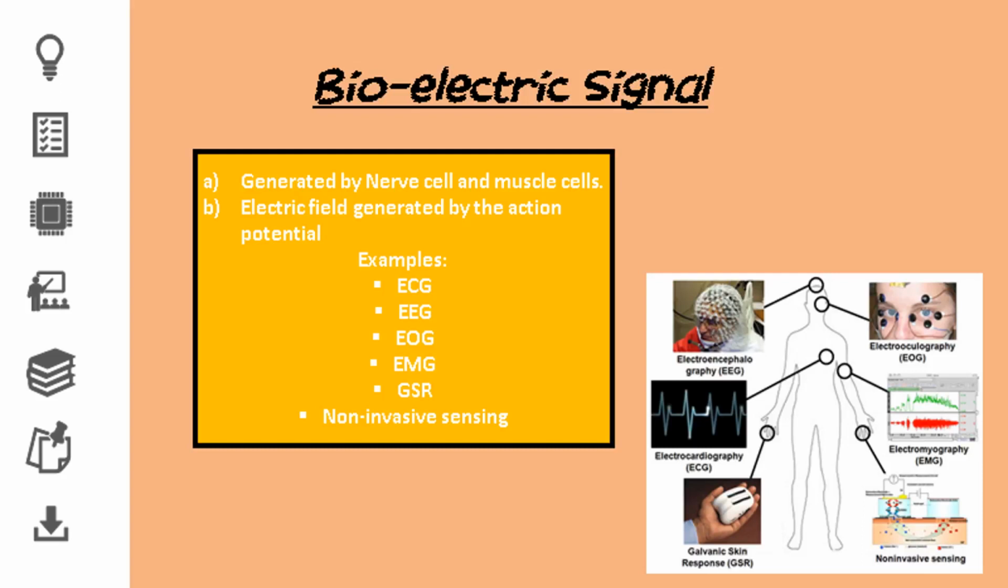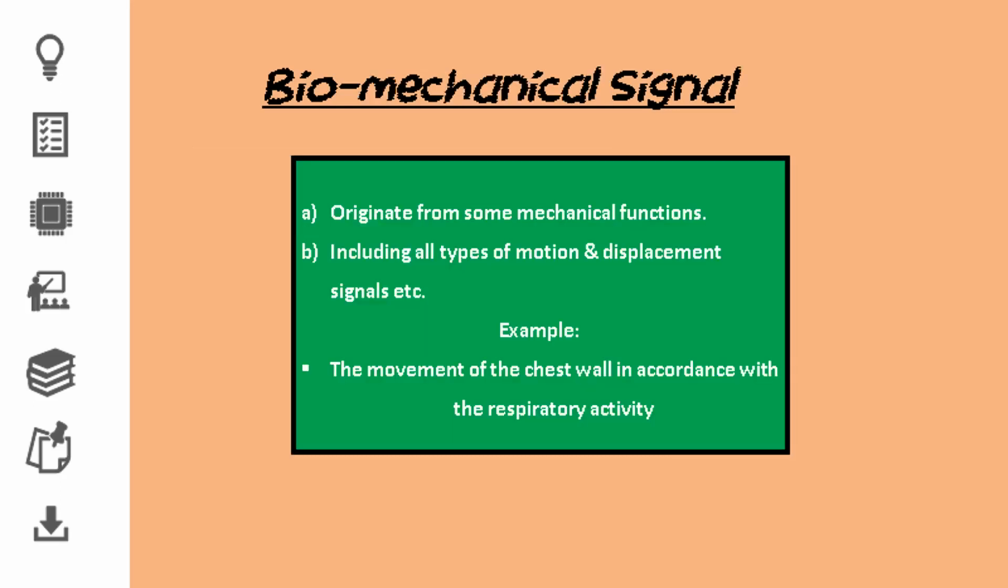Bioelectric signals: these are unique to biomedical systems. They are generated by nerve cells and muscle cells. Examples: ECG or EKG, which stands for electrocardiograph, EEG which is electroencephalograph, EOG which means electrooculography, EMG, GSR which is galvanic skin response, and non-invasive sensing. Biomechanical signals: these signals originate from some mechanical function of the biological system.